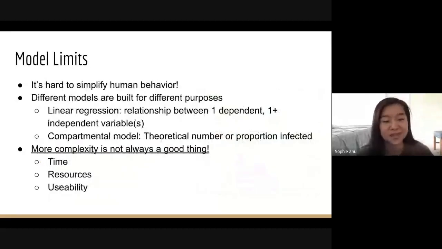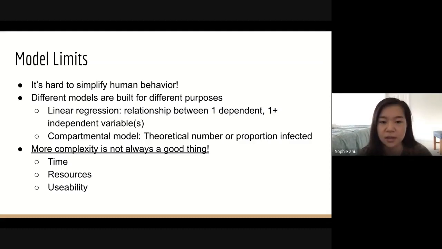We want a mathematical formula of some sort to approximate reality. So again, it's very hard to simplify human behavior, let alone human behavior for 8 billion people. And again, that's why different models are built for different purposes. So linear regression might be great for looking at the relationship between a person's height and weight, between one dependent and one or more independent variables. But it just doesn't have the capability to capture something like infectious disease transmission on its own.